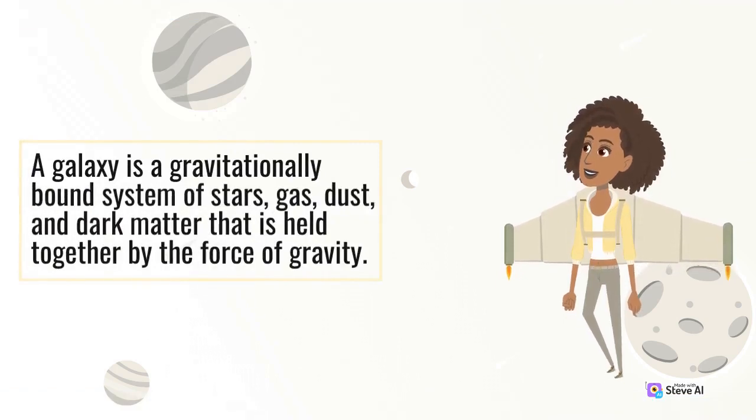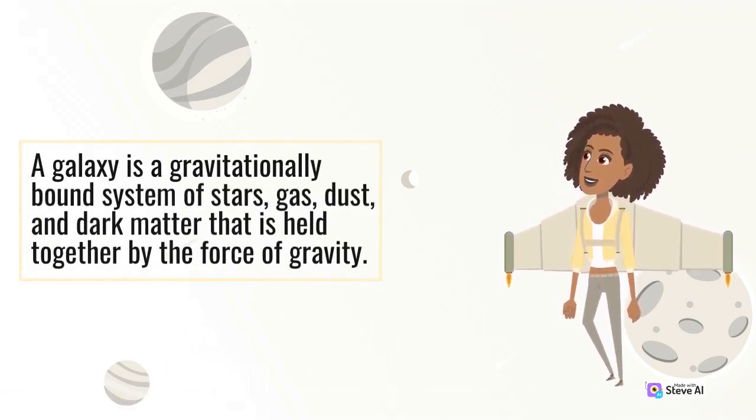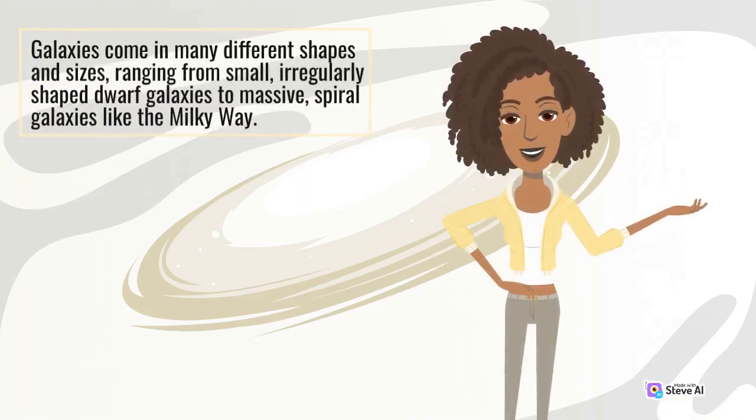A galaxy is a gravitationally bound system of stars, gas, dust, and dark matter that is held together by the force of gravity. Galaxies come in many different shapes and sizes, ranging from small, irregularly shaped dwarf galaxies to massive, spiral galaxies like the Milky Way.